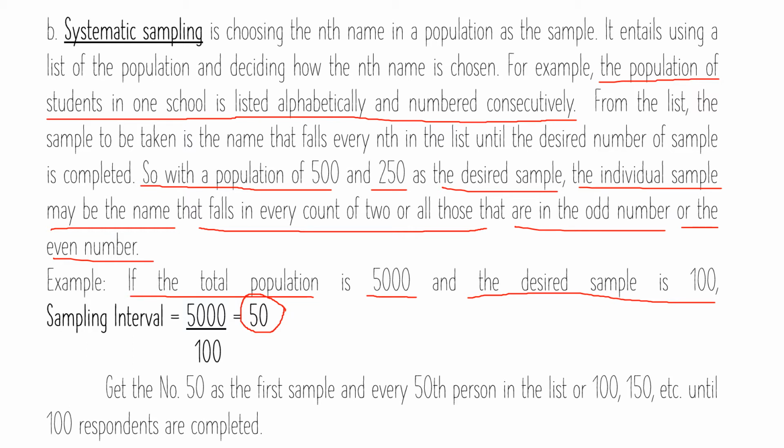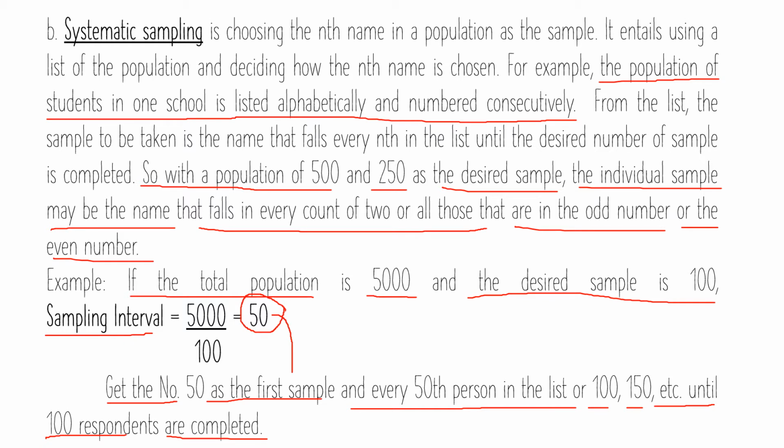Now, you're going to use this sampling interval as your basis in getting your sample. First, get the number 50 as the first sample, and every 50th person in the list: 100, 150, 200, 250, 300, 350, 400, 450, 500, and so on, until the 100 respondents are completed. Meaning to say, in choosing your sample, it will be dependent on the value of your sampling interval.